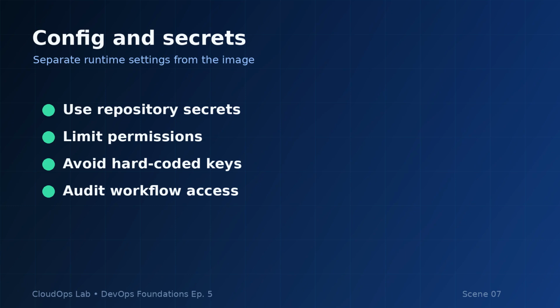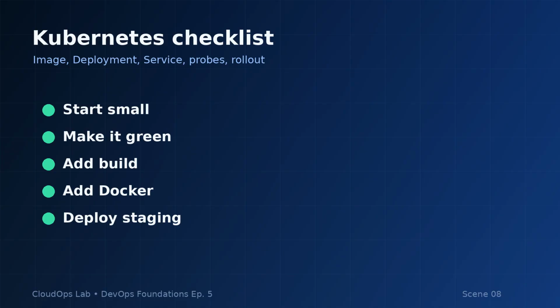Now let us review a beginner Kubernetes deployment checklist. Create a Docker image for the app, push the image to a registry, create a deployment YAML file, set the image name and tag, set the number of replicas, add resource requests and limits, add readiness and liveness probes, create a service for stable internal access, expose the app with ingress or a load balancer if needed, keep configuration in config maps, keep sensitive values out of Git and use secrets or an external secret manager.